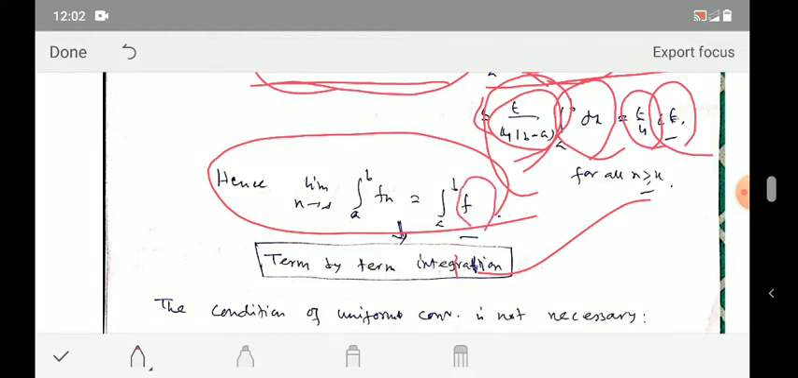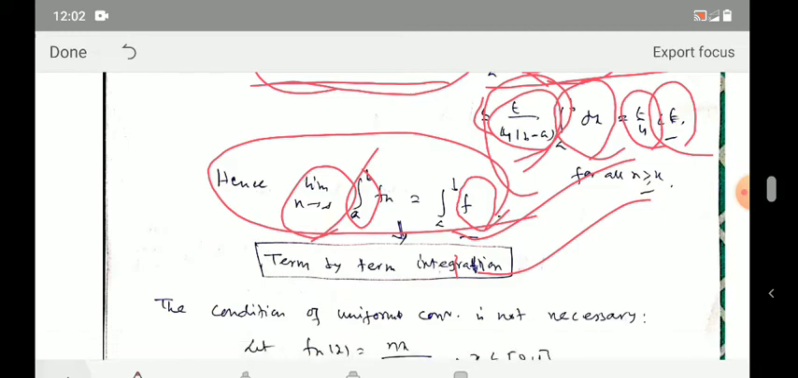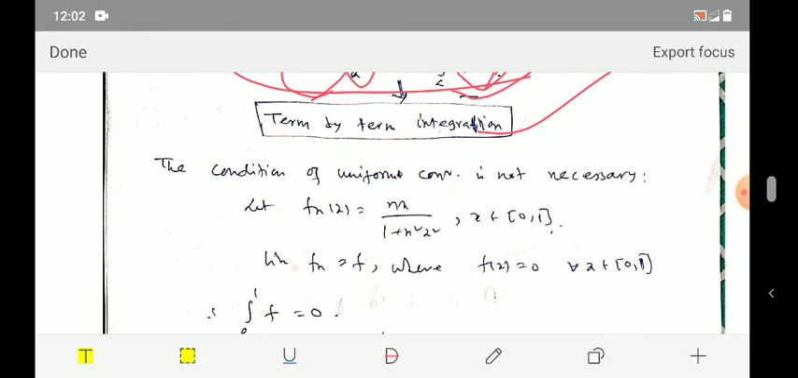This is the integration of the limit as n tends to infinity of f_n. Therefore if we alter the limit and integration, the equality occurs, and for this occurrence we need the uniform convergence. Therefore uniform convergence is also a sufficient condition for this result, for term by term integration. Here also a question naturally arises, whether this condition is necessary. We get the same result here also, the answer is no.